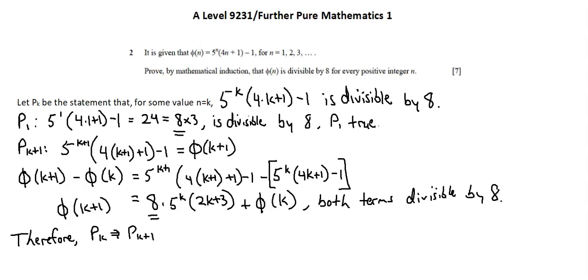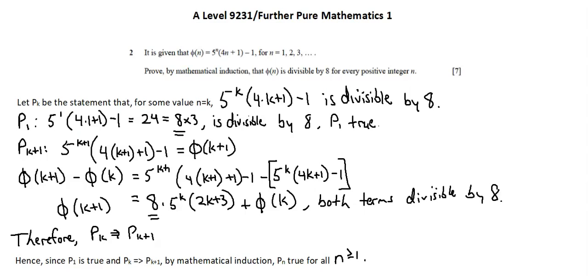And finally, I'll conclude with the standard conclusion phrase for induction proofs. Hence, since P sub 1 is true, and P sub k leads to P sub k plus 1, by mathematical induction, P sub n is true for all n. In this case, our requirement reads for every positive integer n, so for all n greater than or equal to 1. This completes the requirements for question 2.